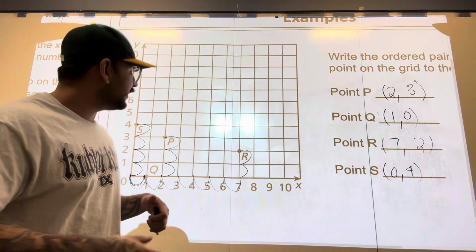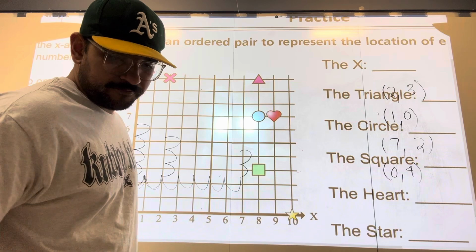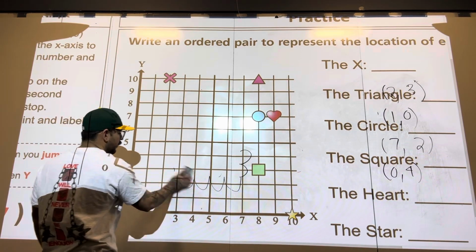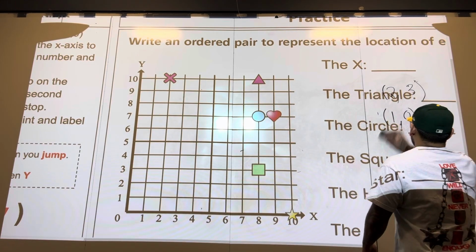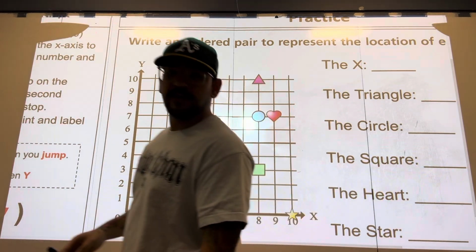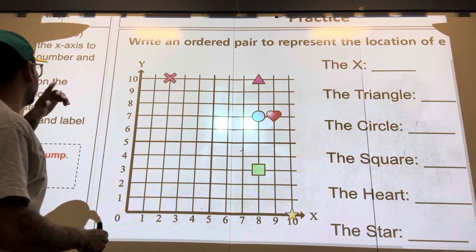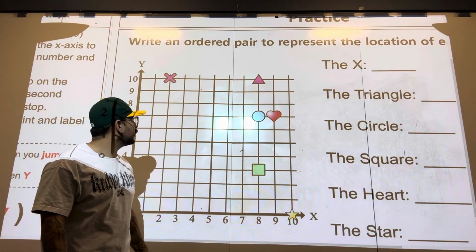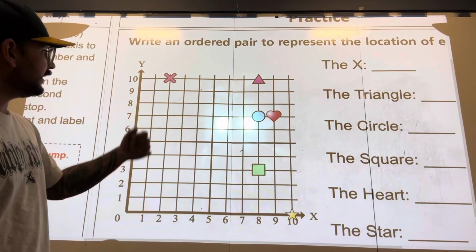And we performed the same steps as we did before, just the opposite direction. And you don't need letters or anything can be used to show that you are finding the ordered pair in our coordinate plane, in our chart, right? So in this case, we're using triangle, circle, heart, square, star, and X. Well, let's find the X.